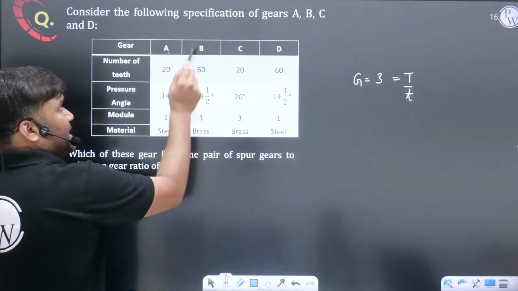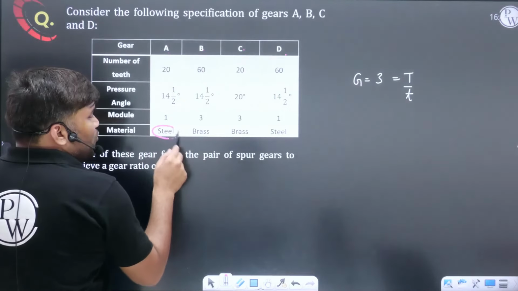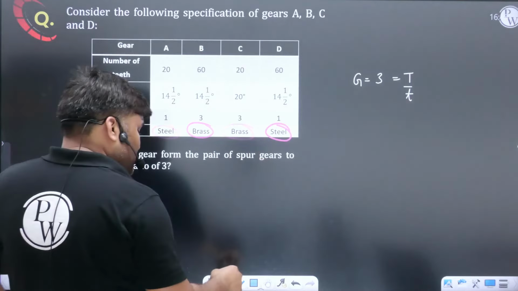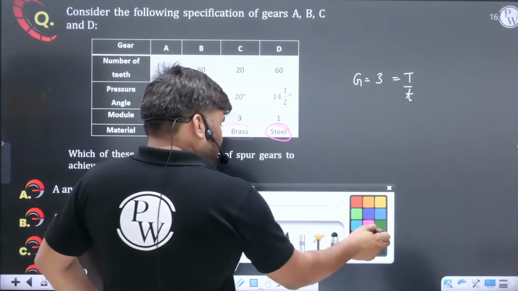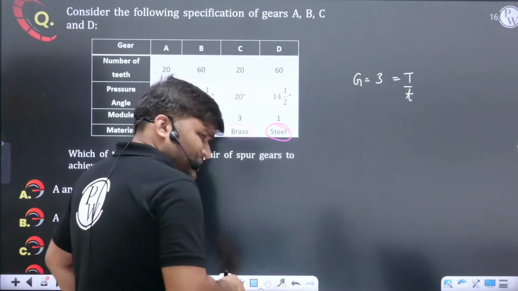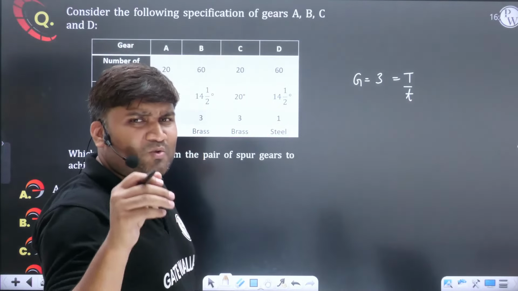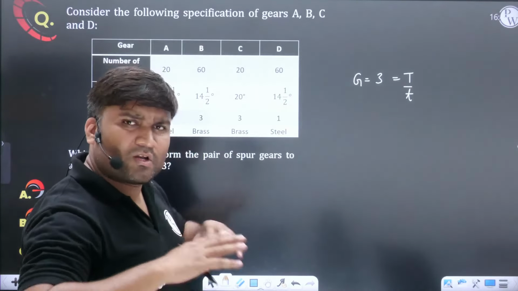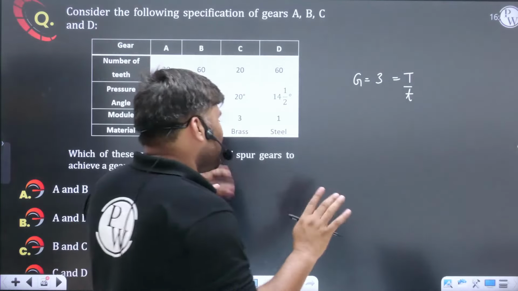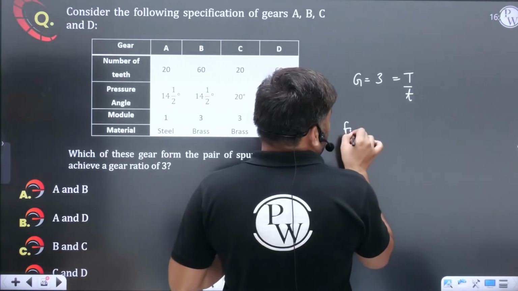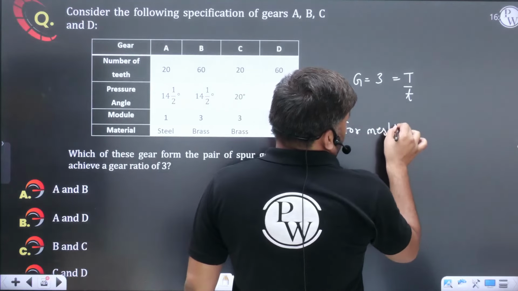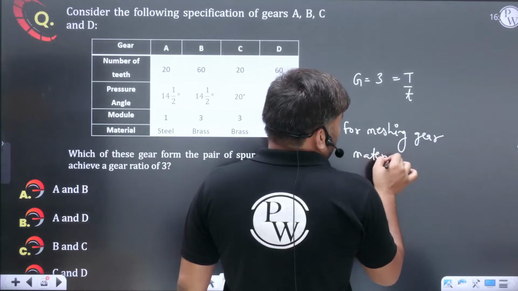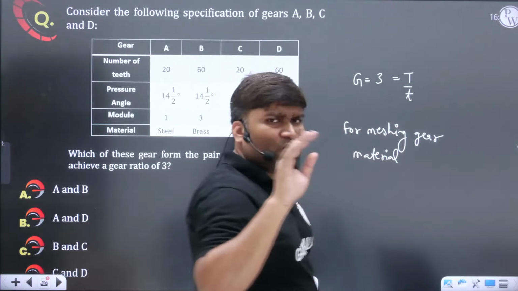A, B, C, D, a few are made up of steel, a few are made up of brass. Check करो बेटा. As such कोई condition होता नहीं है. There is no such condition that the material of meshing gears should be the same or not. Material may or may not be the same. Let me write: for meshing gears, material may or may not be the same. जरूरी नहीं है.